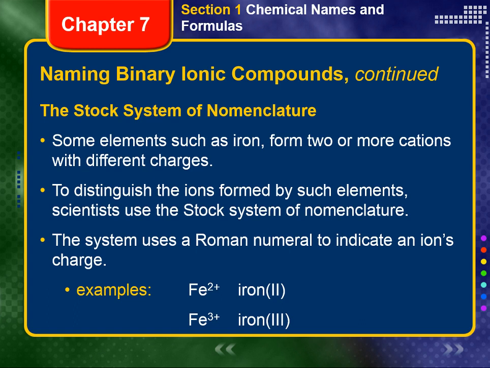The stock system of nomenclature. Some elements, such as iron, form 2 or more cations with different charges. To distinguish the ions formed by such elements, the stock system of nomenclature is used. This system uses a Roman numeral to indicate an ion's charge. The numeral is enclosed in parentheses and placed immediately after the metal name. Names of metals that commonly form only one cation do not include a Roman numeral. There is no element that commonly forms more than one monatomic anion. Naming a binary ionic compound according to the stock system is illustrated on the screen now.